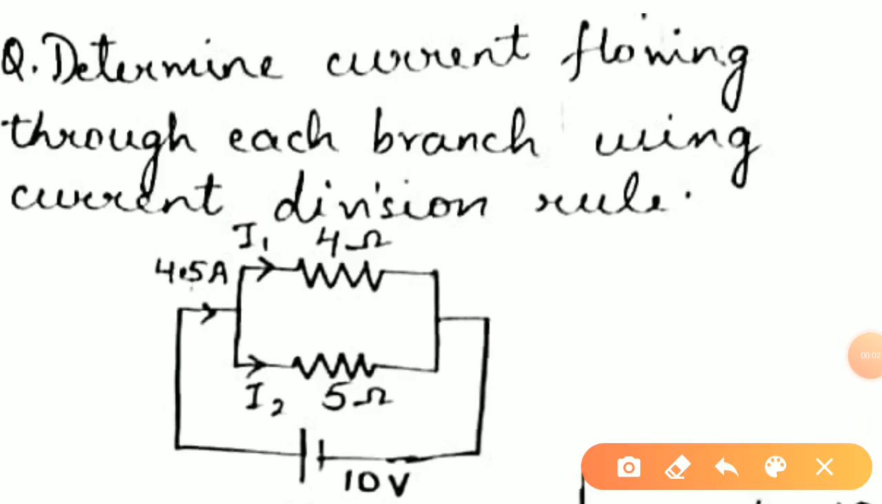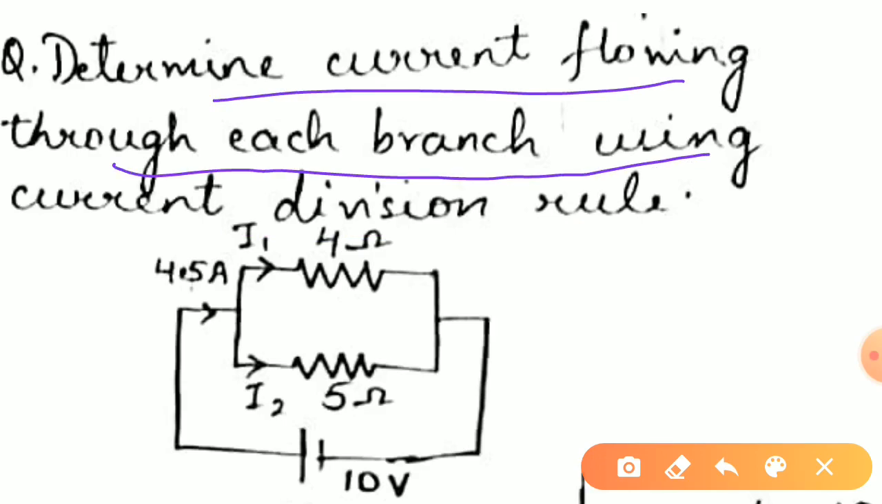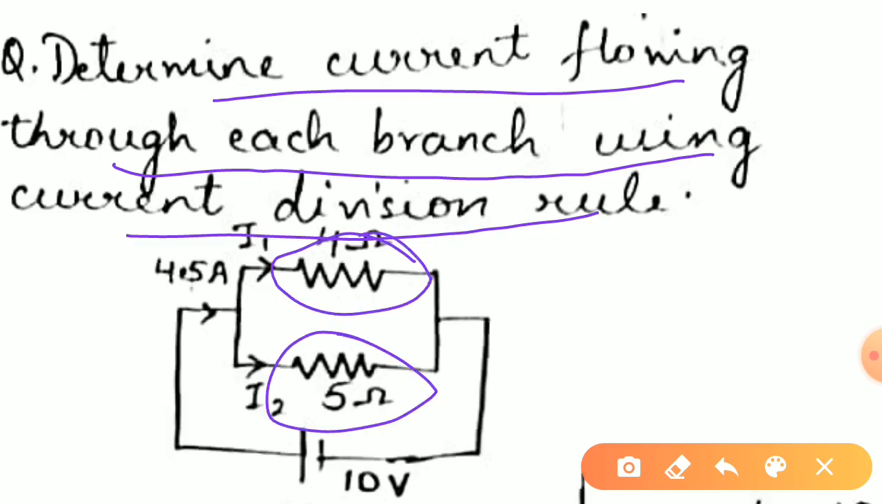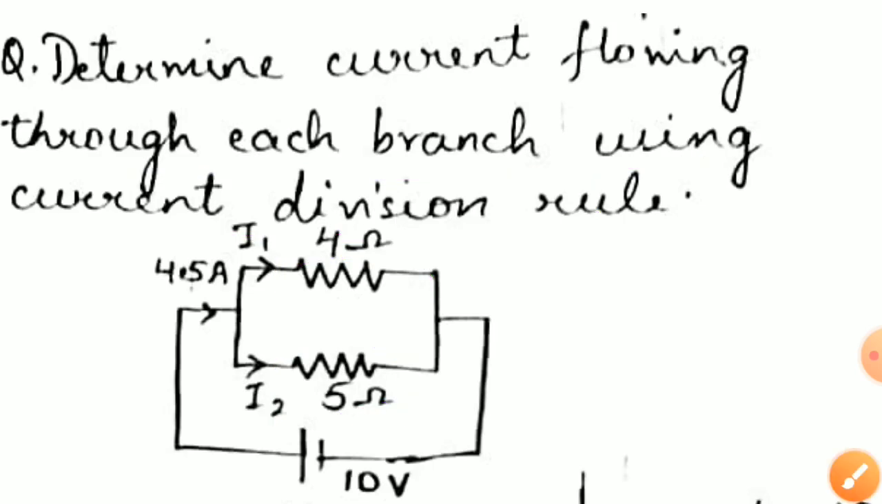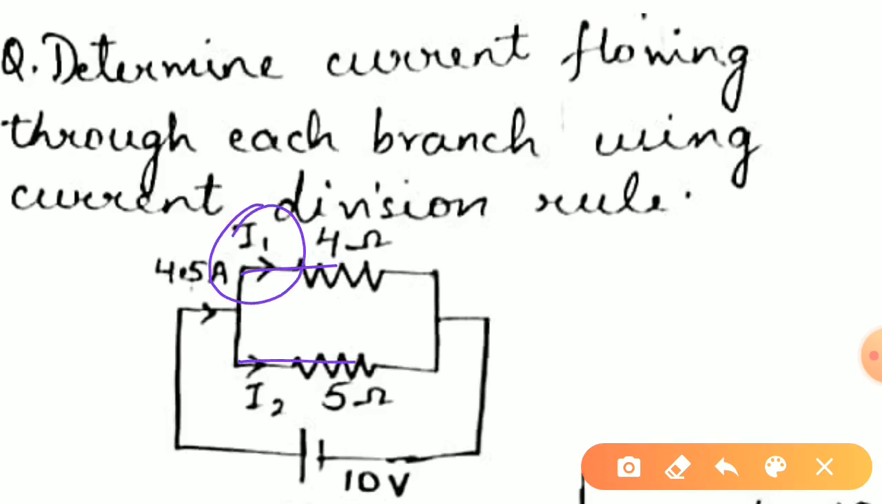Let us go through a numerical for the current division rule as well. Here we need to determine the current flowing through each branch using the current division rule. We have two branches here with R1 and R2 of 4 ohm and 5 ohm. We need to find the current flowing through R1 and R2, that is, through 4 ohm is I1 and through 5 ohm is I2. Total current flowing in the circuit is 4.5 amp and total voltage is 10 volt.